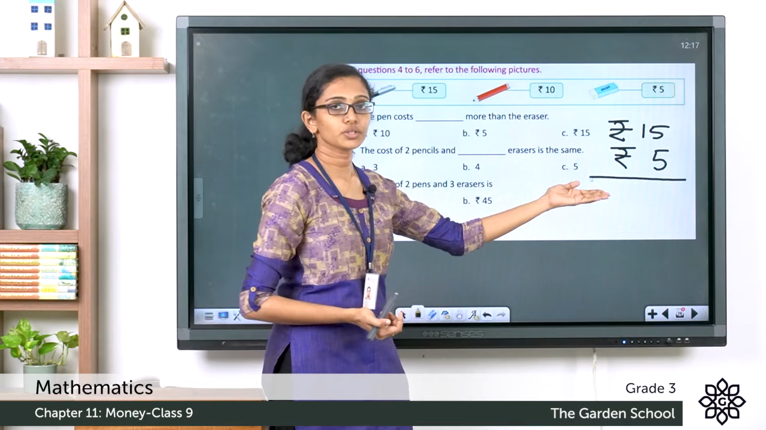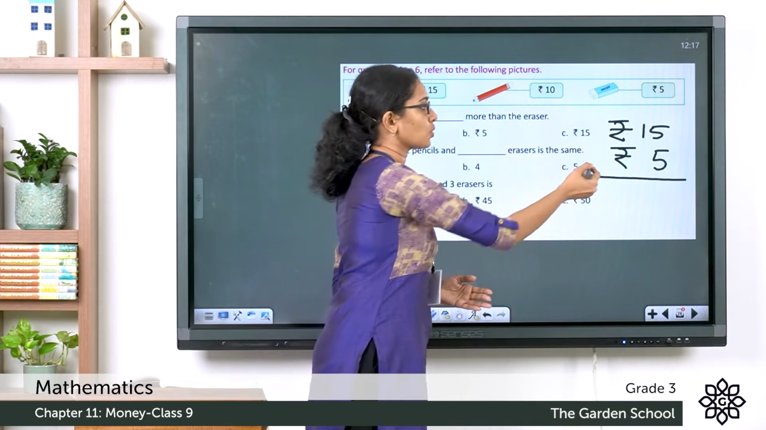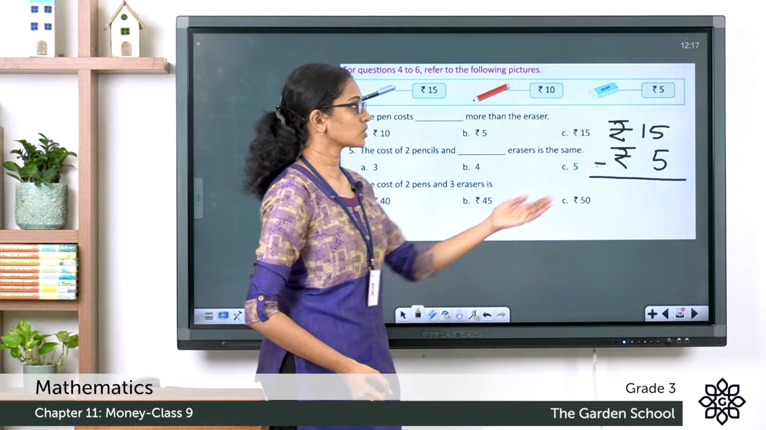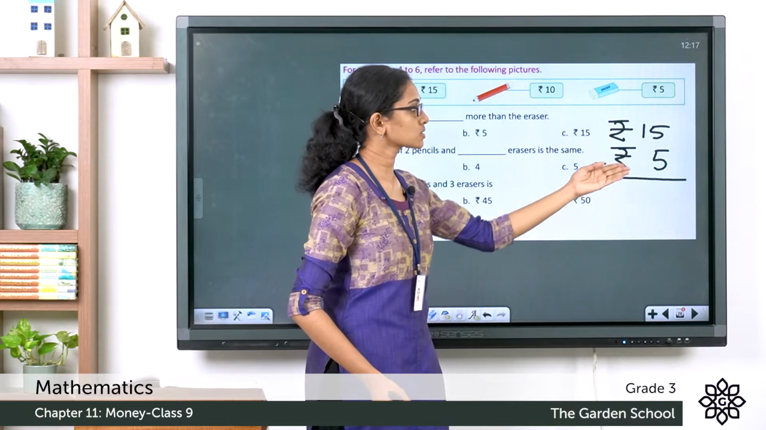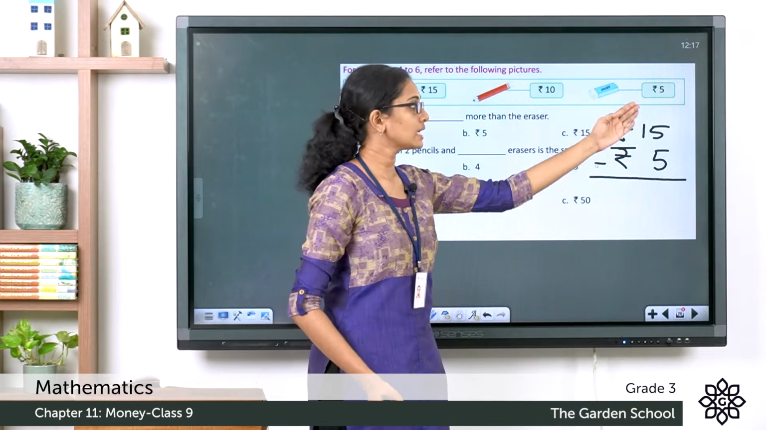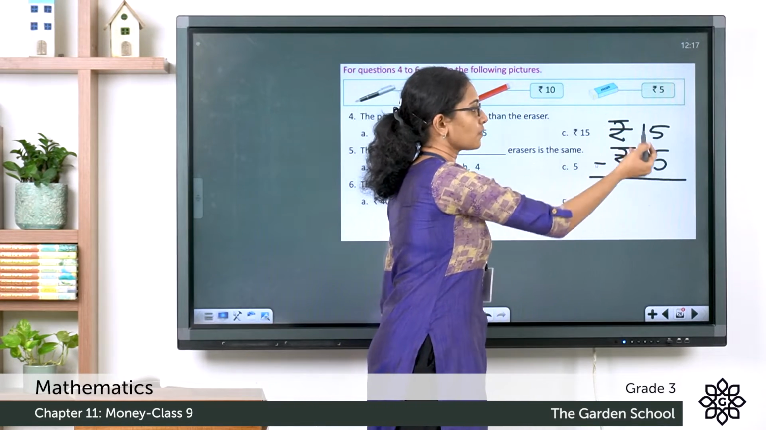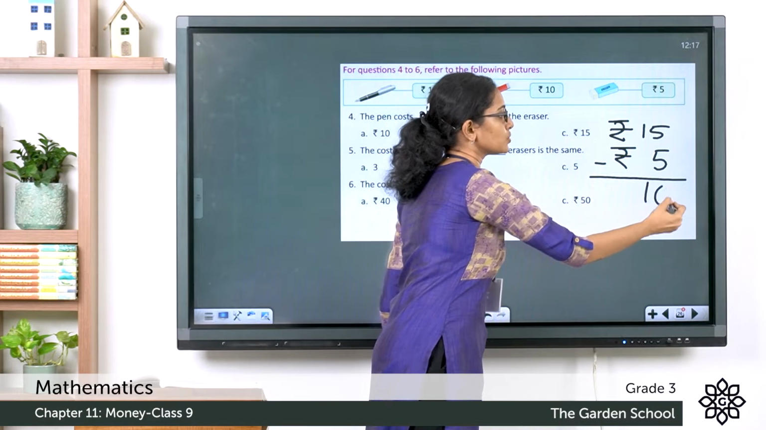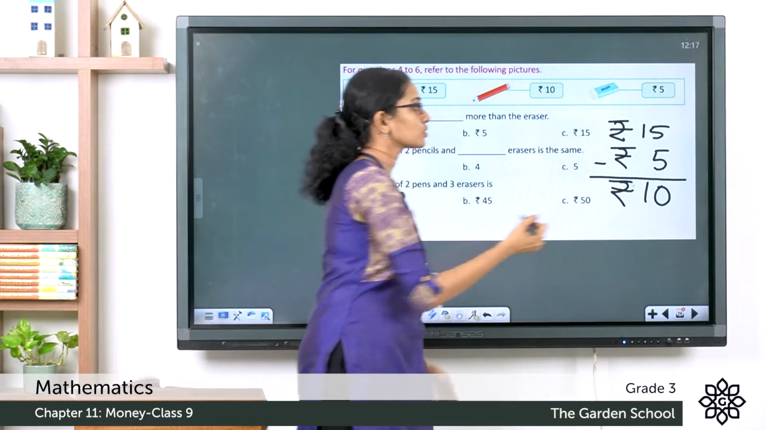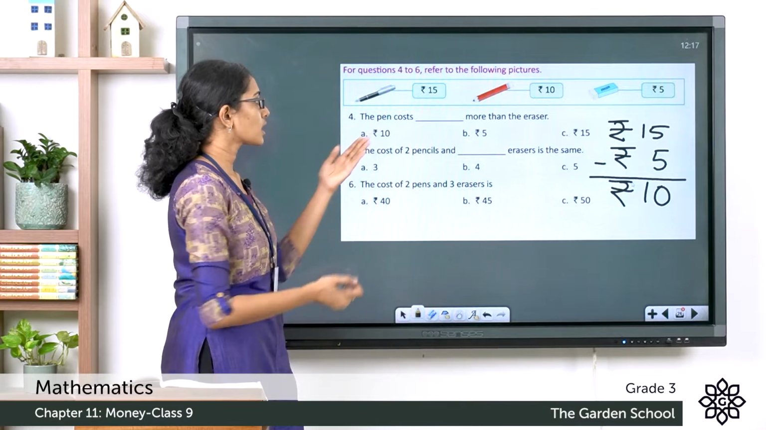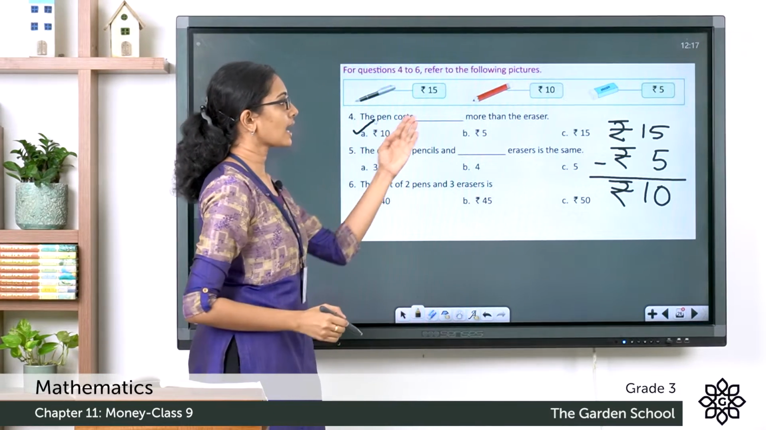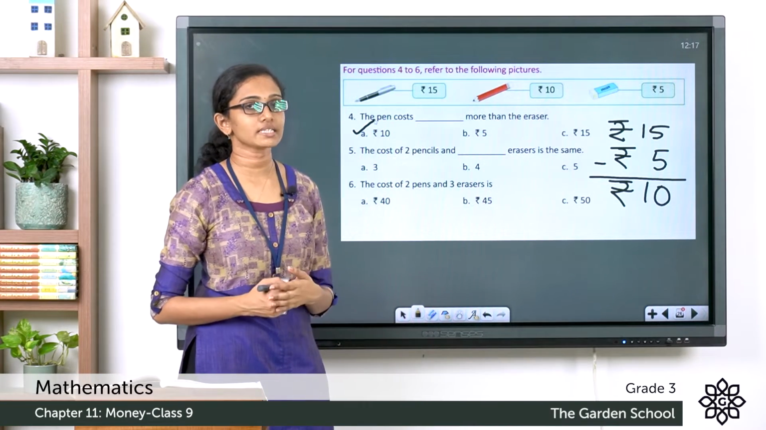See, what you have to do? You have to just subtract the cost of both the items. So the cost of the pen is 15 rupee, cost of the eraser is equal to 5 rupee. The difference is equal to 15 minus 5, which is equal to 10. So you can say the pen costs 10 rupee more than the eraser. Hope it is clear to you.